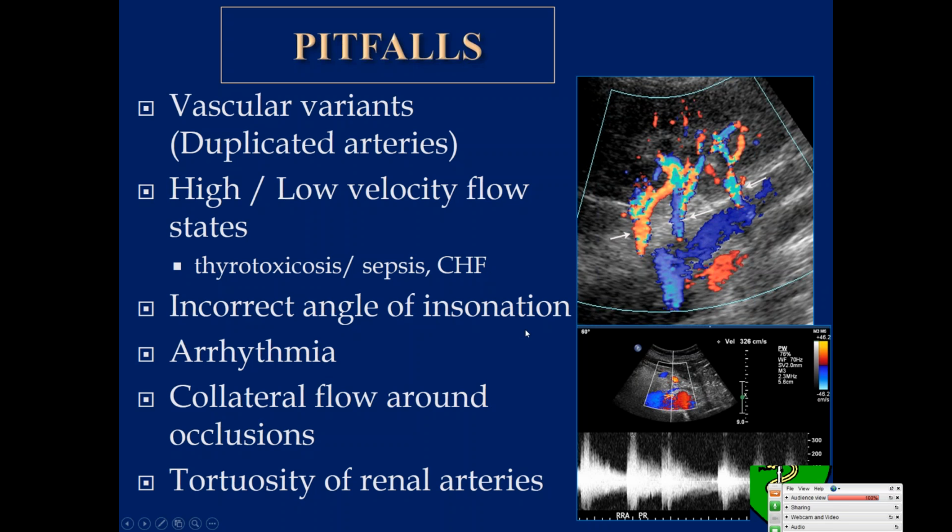Also, an incorrect angle of inclination may be a problem and cause spuriously elevated peak systolic velocities in a normal vessel. Arrhythmia can be a problem as well. We want to use either very high peaks or middle peaks, but not necessarily low peaks, for evaluation of peak systolic velocities. Just also keep in mind that sometimes vessels are tortuous, and collateral flow can be seen in occluded vessels.